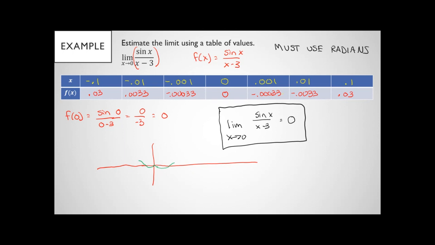Now, tables of values are used for limits that are possibly hard to tell in a graph, or ones that you can't do algebraically. When you get to calculus, you'll find all the different methods for finding limits algebraically. But a table of values is used for weird things like trig functions, or e to the x, or natural logs, or things like that. That's usually where you use a table of values.